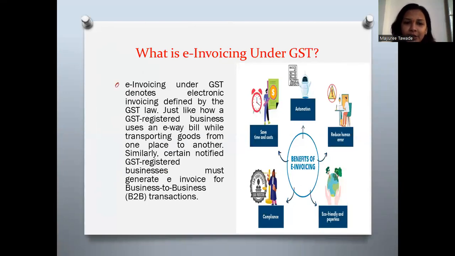So e-invoicing under GST denotes electronic invoicing defined by the GST law. Just like how a GST registered business uses an e-way bill while transporting goods from one place to another, similarly, certain notified GST registered businesses must generate e-invoices for business to business transactions. Earlier, invoices were made in the invoice book, but now they are generated in electronic mode.